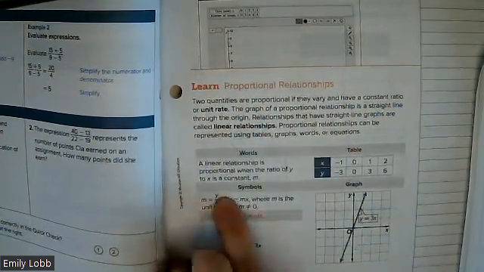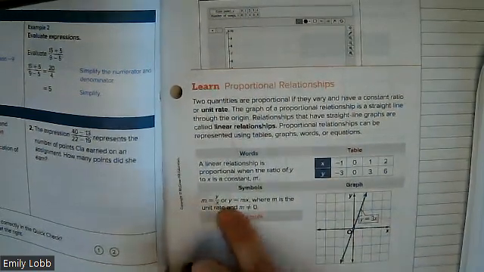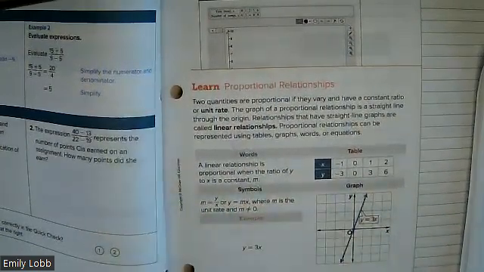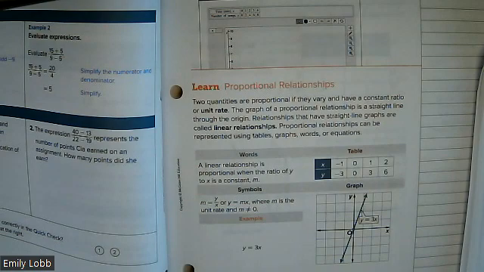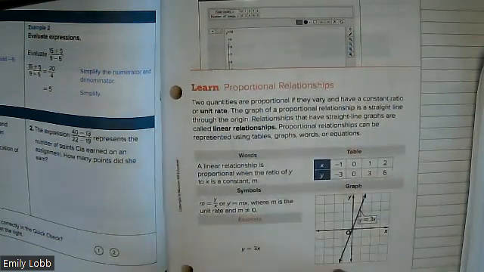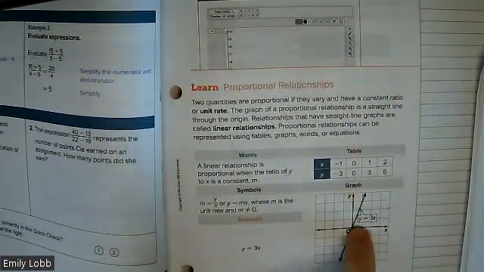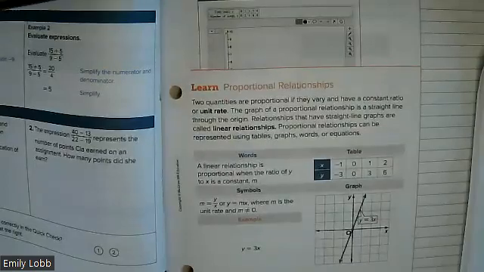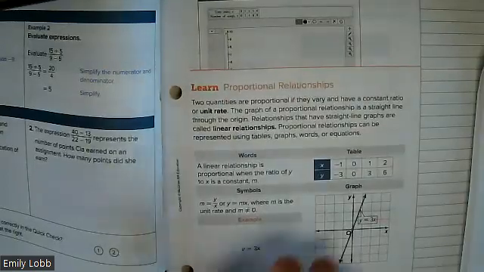So m is always y divided by x, or y equals mx, where m is the unit rate and it does not equal 0. So we can find the slope if it goes through the point 0, 0 by just taking y divided by x. It's a little bit trickier if it doesn't start at 0, though, like we found.